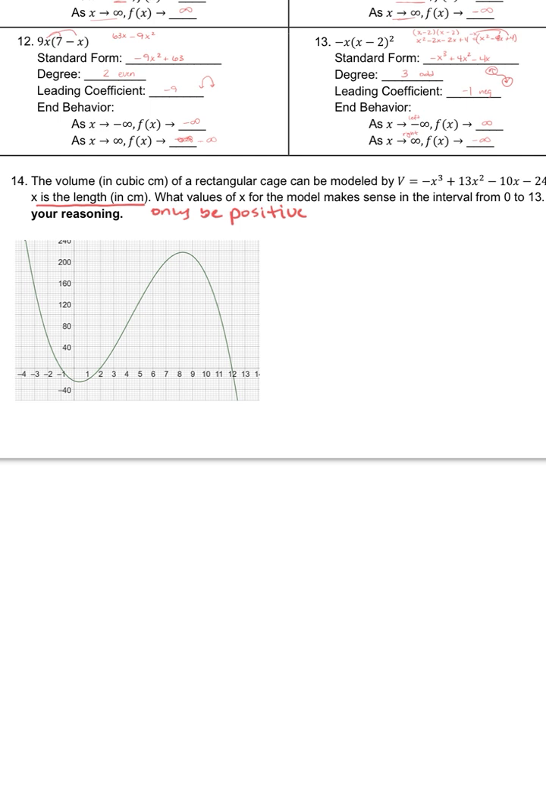The same thing is true for volume. Okay, volume can only be positive. So really what this question is asking is between the values of 0 and 13, where is your graph positive? And the answer is it crosses the x-axis here, and it goes up and over, and then it crosses the x-axis again. So it's only positive from 2 to 12. So your interval is going to be 2 to 12. And that is your answer. And that's it. So really, that's all the question was asking.